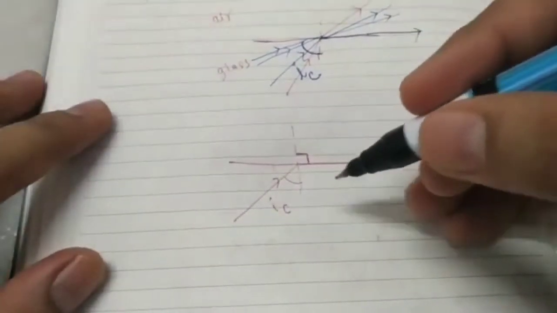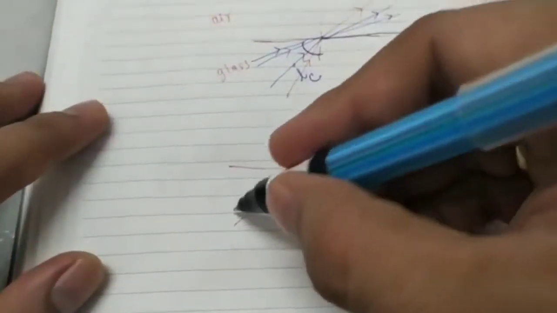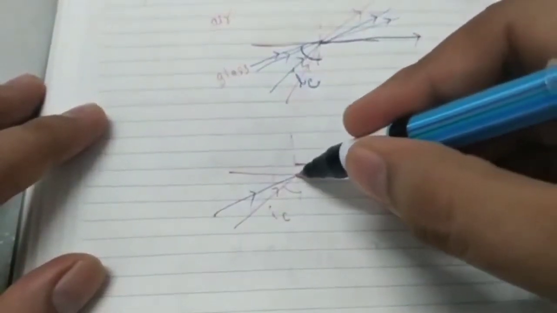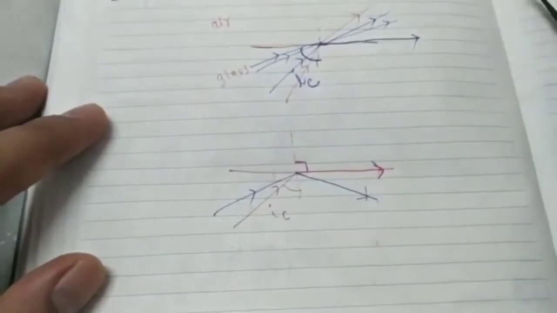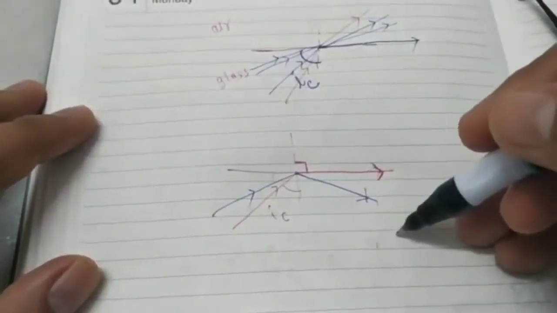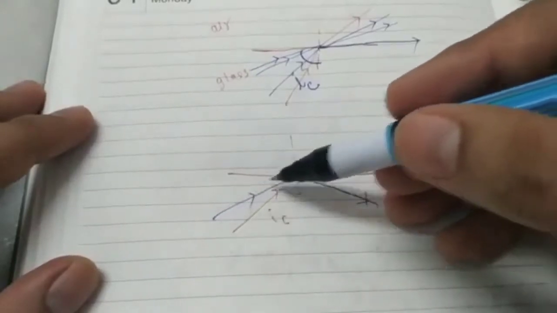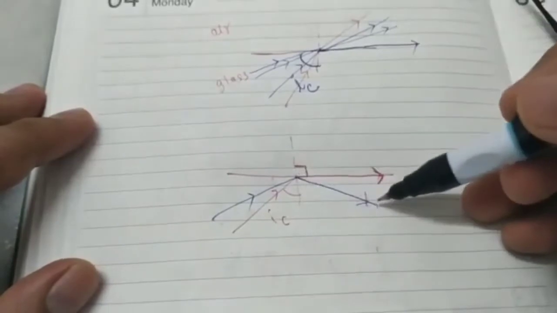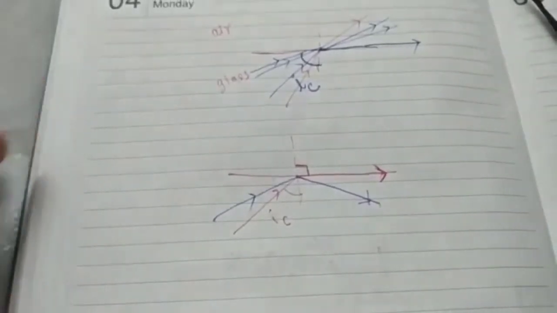If we increase the angle of incidence even further, then reflection will take place. Obviously, the angle of refraction cannot increase any further. Now, if we keep on increasing the angle of incidence, no refraction can take place. Total internal reflection will take place.